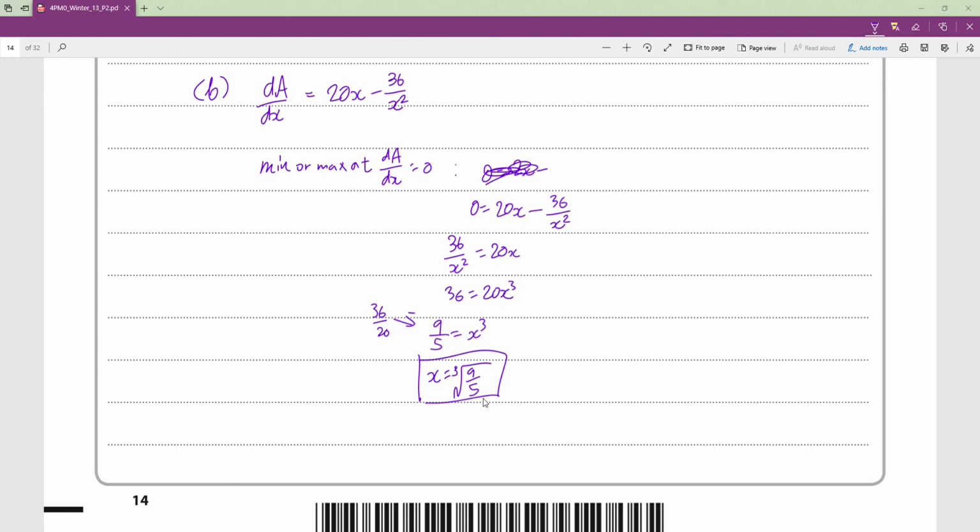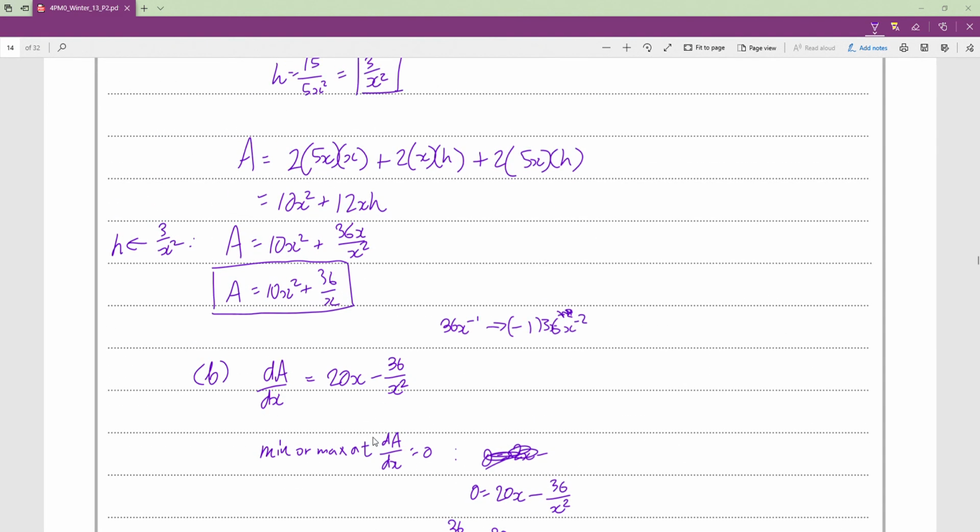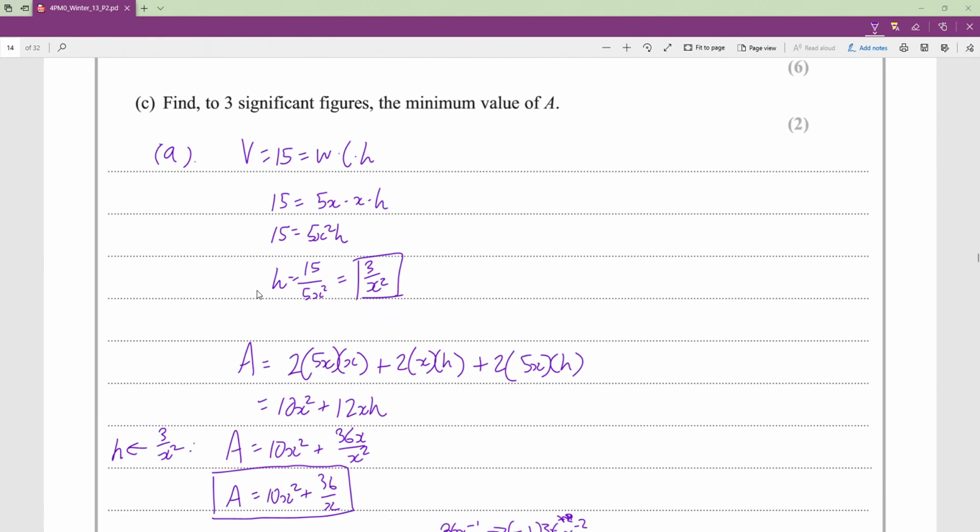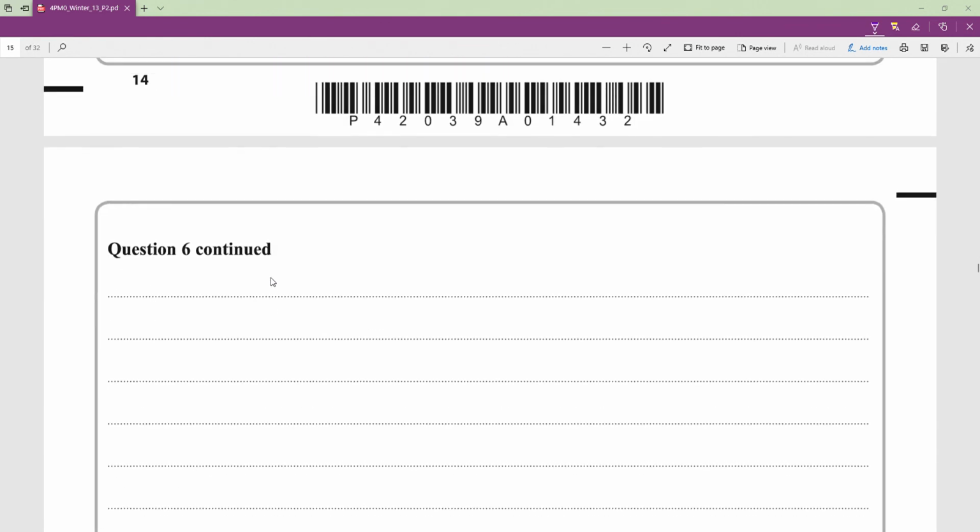Now we must justify that this is a minimum. Justification? Think of it this way. How do you justify that something is a minimum or a maximum? When you're looking at a maximum on a graph, the gradient here is 0, the gradient here is negative, and the gradient here is positive. And then the minimum is the other way around. It goes negative, 0, positive.